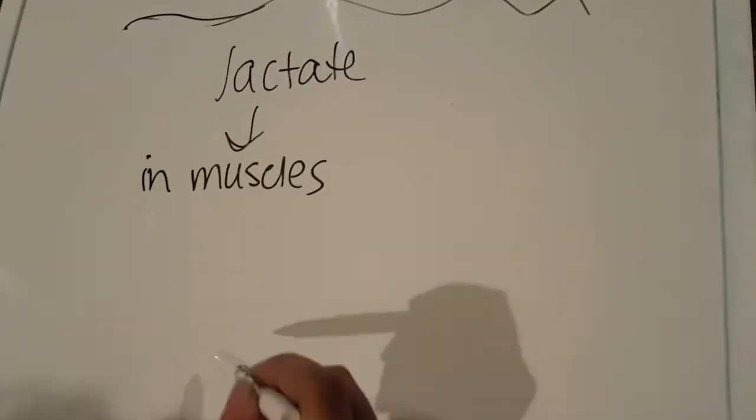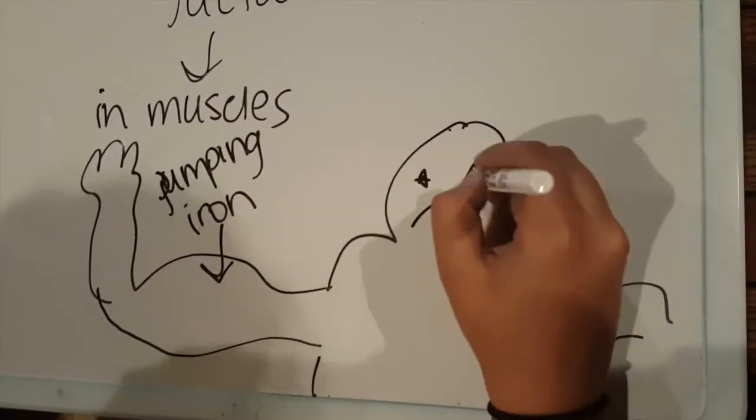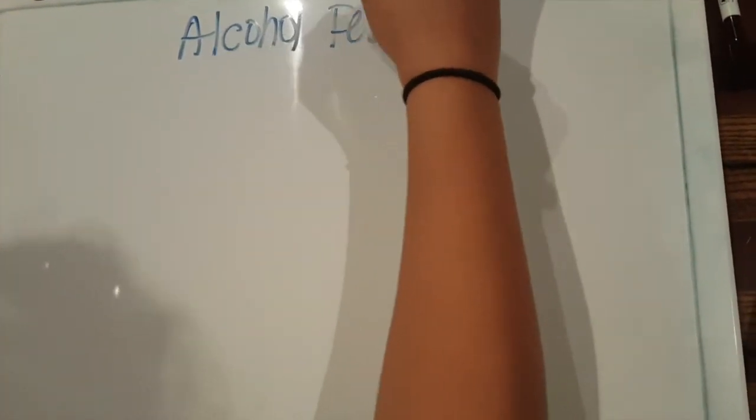Lactic acid fermentation happens in muscles. What happens is when you work out, you produce lactate, which makes you really tired and sore.